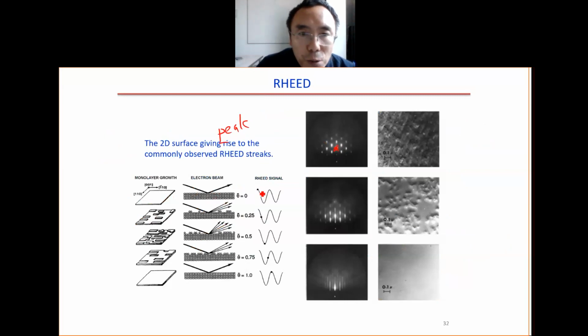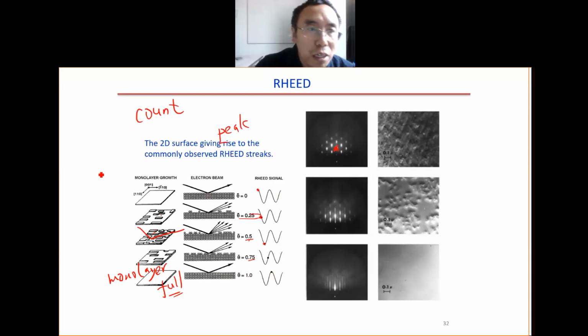At this situation, we get high signal. When we have 25% coverage, we get signal coming here. When we get 50% coverage like this, it's mostly random, and we get the lowest signal. Then at 75% we get coming here, and at one monolayer, full coverage, we get to the peak again. This way we can count the film layer by layer.